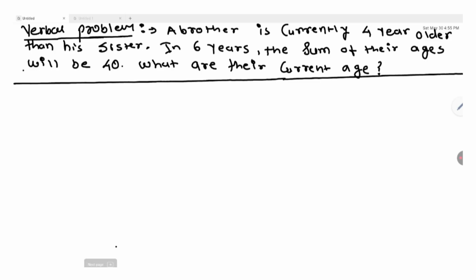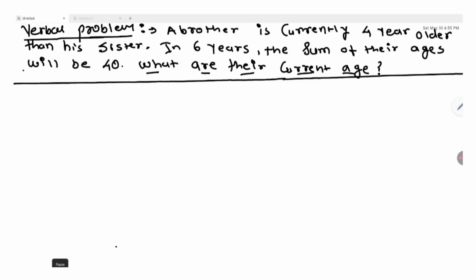Now the verbal problem goes like this. A brother is currently 4 years older than his sister, and in 6 years the sum of their ages will be 40, which is the second condition. And the actual problem which we are trying to solve is: what are their current ages? Now this is a very simple problem, but the motive is not to solve a hard complex problem, but to understand all the four steps which we are going to use to solve it.